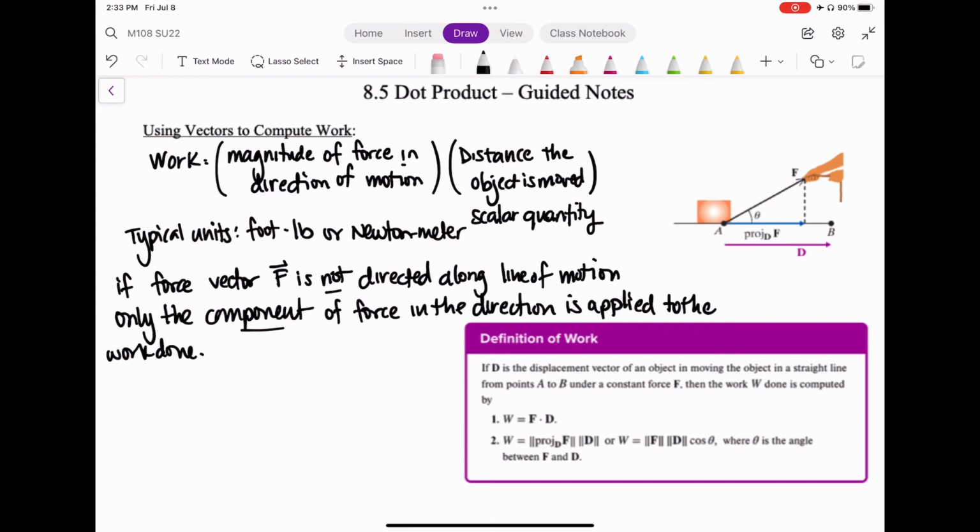If your force is not in the direction of motion, you would then calculate work by taking the magnitude of the projection of vector F onto vector D times the magnitude of the displacement vector. Or the work is calculated by taking the magnitude of the force vector times the magnitude of the displacement vector times the cosine of theta, where theta is the angle between vectors F and D.